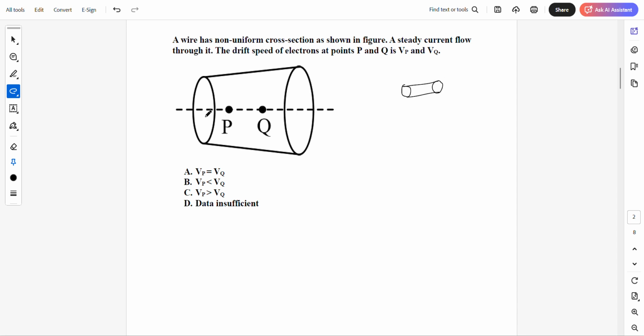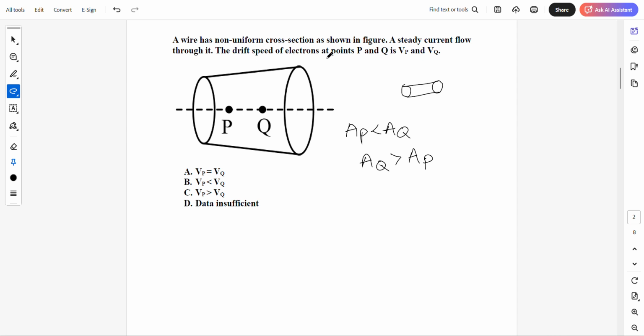But this is called non-uniform cross section, where as we move from P to Q, area is increasing. Area of P is less than area of Q, or else I can say that area of Q is greater than area of P, right? Now a steady current flows through it.